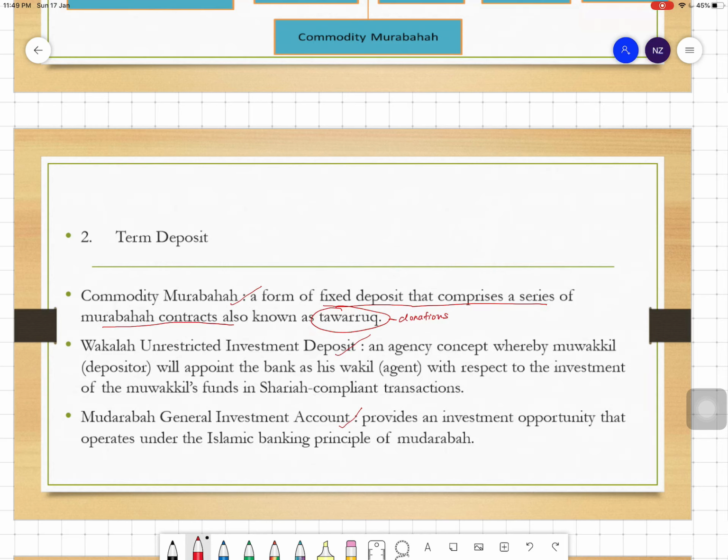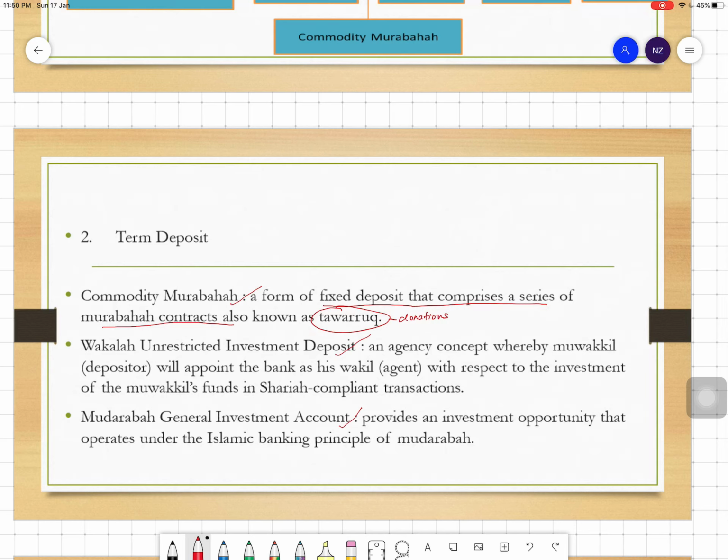So apa yang saya cakap dia dah tulis kat sini lah kan. So it is an agency concept whereby muwakil, who are the depositors, will appoint the bank as his wakil or the agent with respect to the investment of the muwakil's funds in Sharia compliant transactions. But since it is unrestricted, means the agent doesn't have any requirement to invest in any particular project.